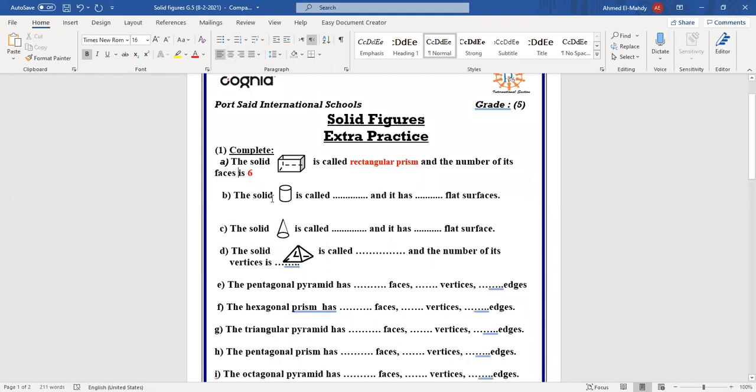Okay. The next one. What is the name of this solid? Yes, master. Yes. What is the name of this solid? Sphere.